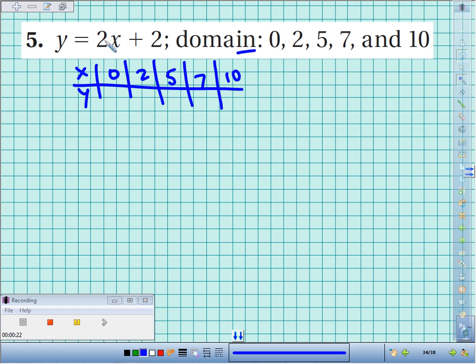If you plug a 0 in for x, 2 times 0 is 0, plus 2 makes 2. 2 times 2 is 4, plus 2 makes 6. 2 times 5, that's 10, plus 2 makes 12. 2 times 7 is 14, plus 2 is 16, and 2 times 10 is 20, plus 2 would make 22.